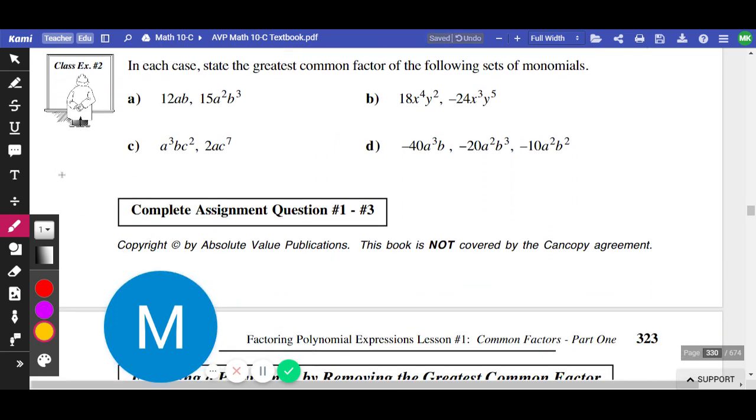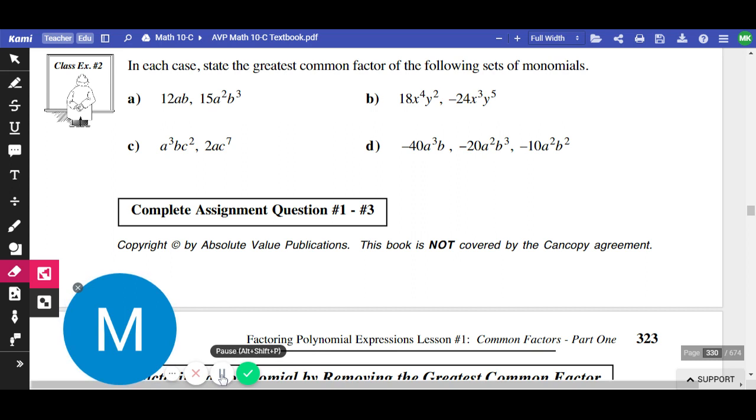I want you to try all 4 of these. Okay? What you need to do is find the greatest common factor between these terms. So this is one term, this is the other term. They're separated with that comma sign. For D, there's 3 terms, so you're trying to find the greatest common factor of all 3 terms. Give it a shot. I will do it with you, so you'll have a minute to try it on your own.